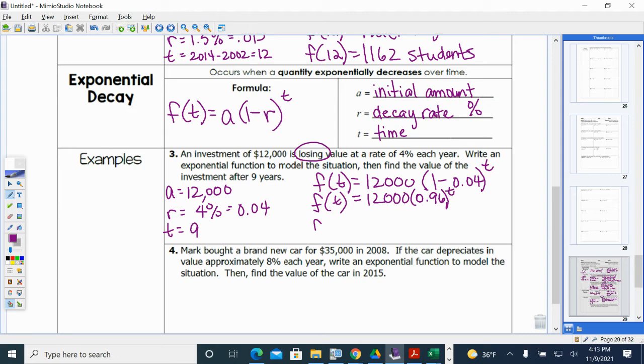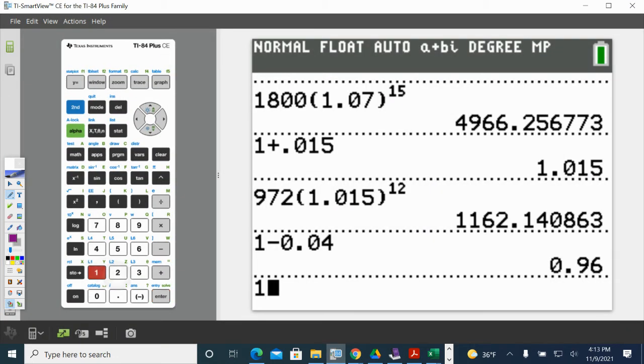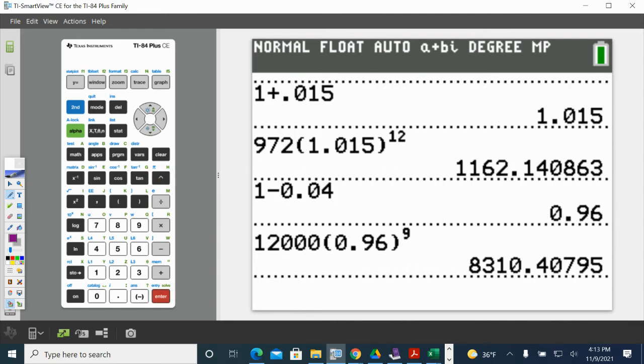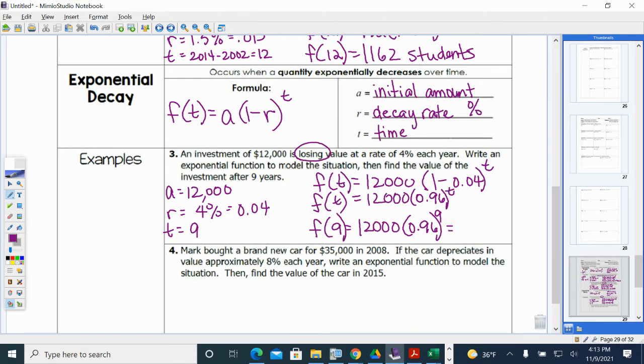But let's specifically find 9. So F of 9 is equal to 12,000 times the 0.96 to the 9th power. So 12,000 times 0.96 to the 9th power. And we get $8,310.41. So after 9 years, the $12,000 has decreased to $8,310.41. Not sure why they left their money in that investment.